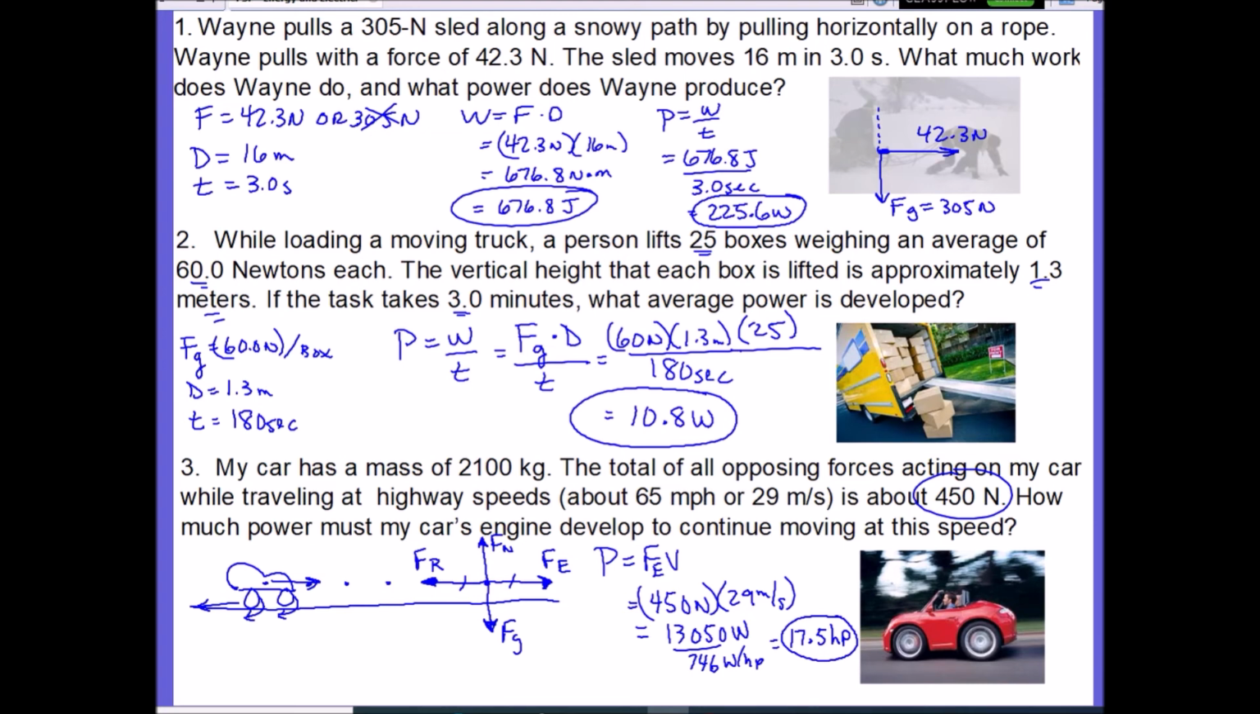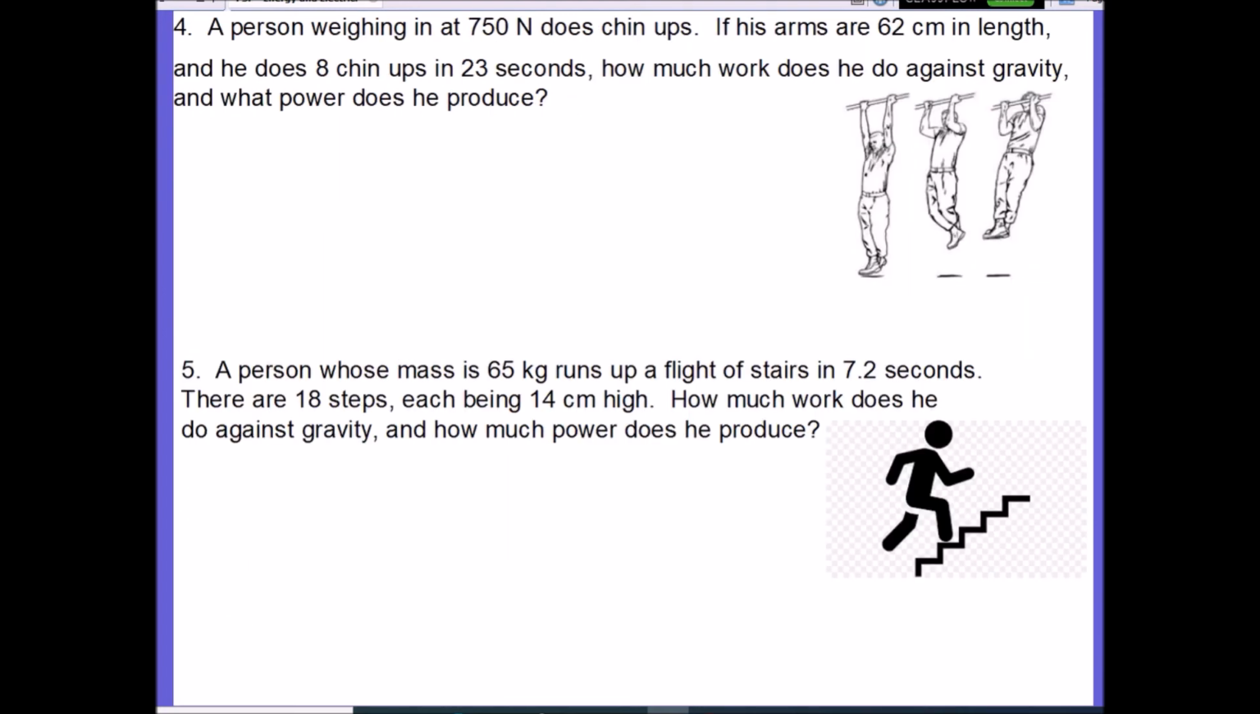Here I have a person doing some chin-ups. He weighs in at 750 newtons. He's doing some chin-ups. His arms are 62 centimeters in length. He does 8 chin-ups in 23 seconds. How much work does he do against gravity? How much power does he produce?